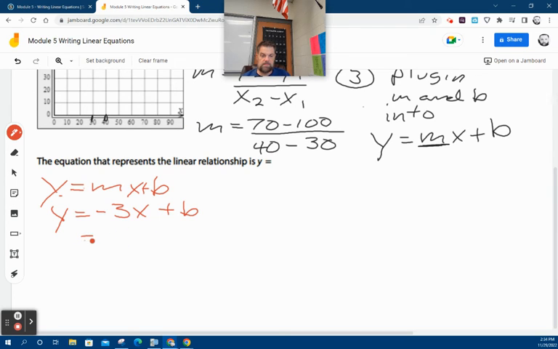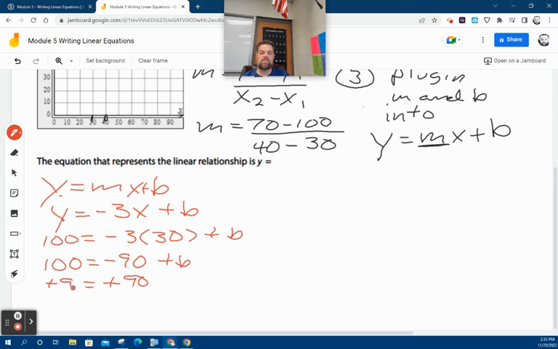So, when x is equal to 30, y is equal to 100. What's -3 times 30? -90 plus b, and then I got 100 over here. To get b by itself, I have to move away the -90. How do I get rid of -90? Add 90. Whatever I do on one side, I have to do to the other. This becomes positive 190 is equal to b. So now I know what b is.